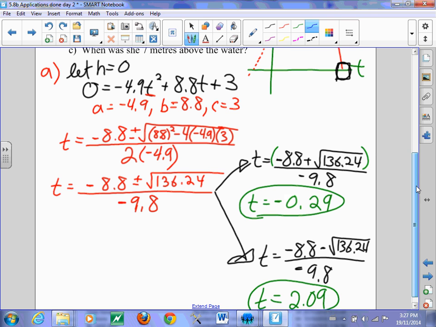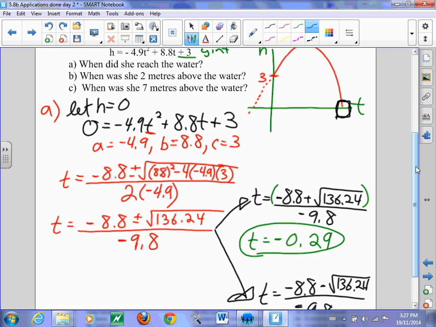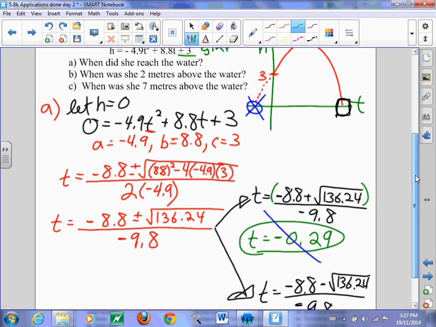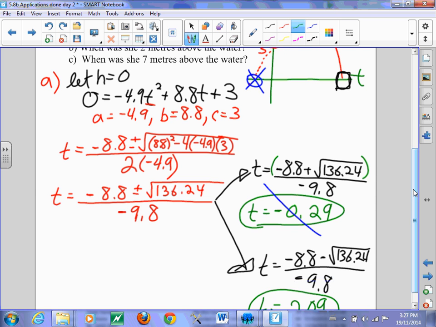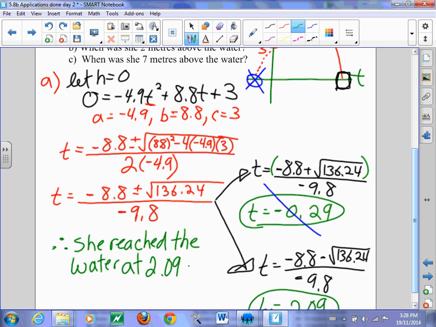So if I go back to my graph, I've got negative 0.29. That's the negative one. We're not worried about that, so draw a slash through it so you know that one doesn't matter. And your second one is going to be positive. That's the one we actually want to include in our therefore statement. So therefore, she reached the water at 2.09 seconds.